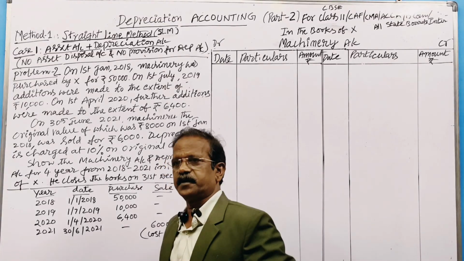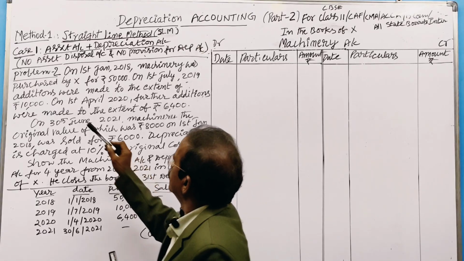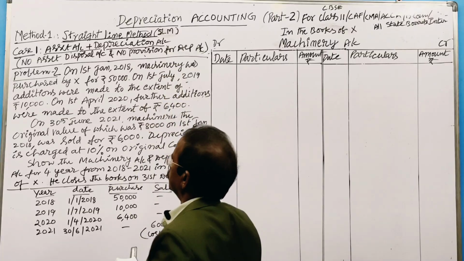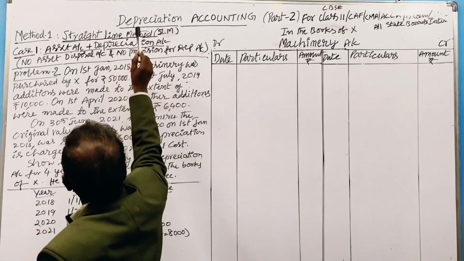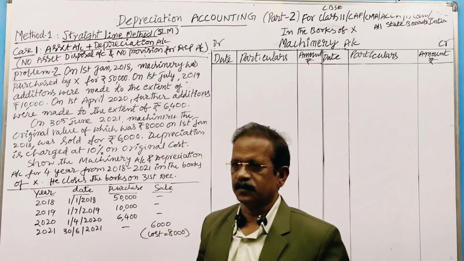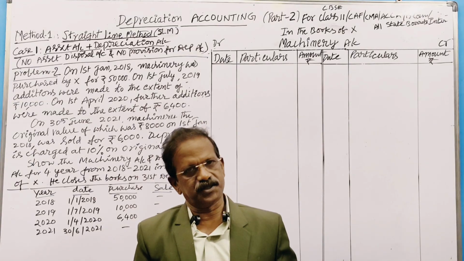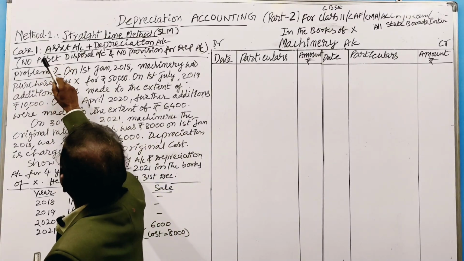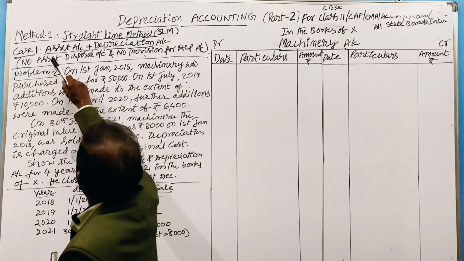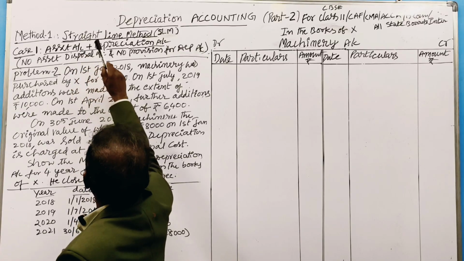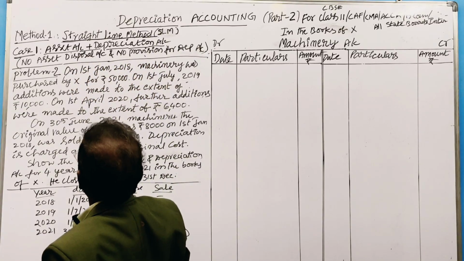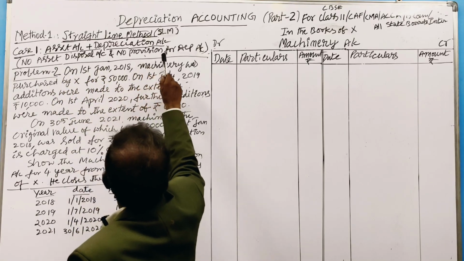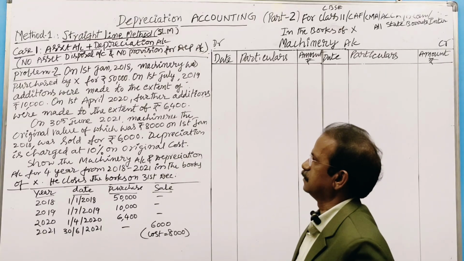The first method of depreciation providing is the straight line method. This is simply called SLM. In this method, we have to face four different situations. In the first situation, that is case 1, we have to prepare asset account, depreciation account, and we don't prepare asset disposal account and provision for depreciation account.